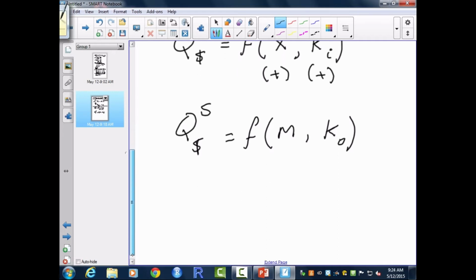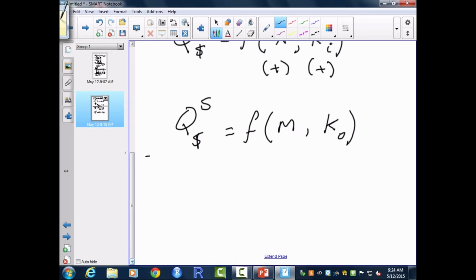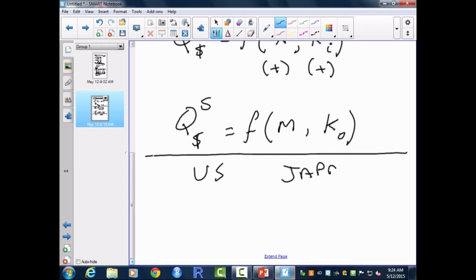Now, how is the exchange rate determined, and why would it change? If you take two countries, let's say United States and Japan. United States has the dollar, Japan has the yen.